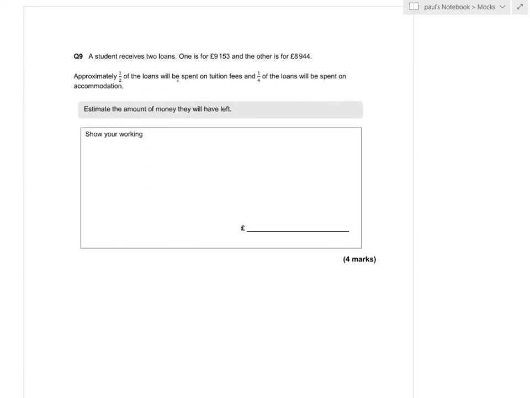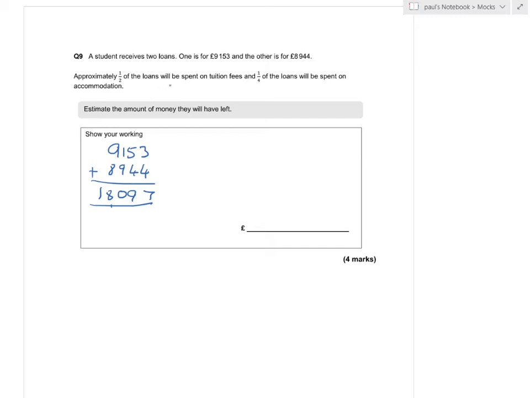A student receives 2 loans, one is for that and the other is for that. Approximately half of the loans will be spent on tuition fees and a quarter of the loans will be spent on accommodation. Estimate the amount of money they have left. Right, so first of all, let's add the loans up. 153 and 8944. Add those. 79081. So that's the loans.